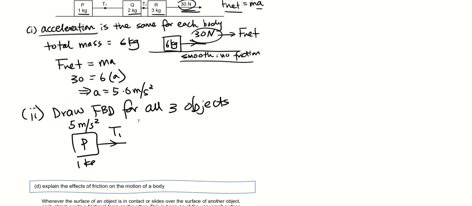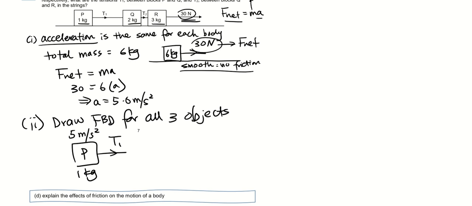The mass is 1 kg. So I'll draw the free body diagram for Q. Q is slightly more complicated because it is being pulled by T2. But because Q is also linked to P, that means Q is going to be pulling P, right? So P is going to exert an equal but opposite force called T1 on Q. This is the force of P on Q, and it is actually equal in magnitude to T1.